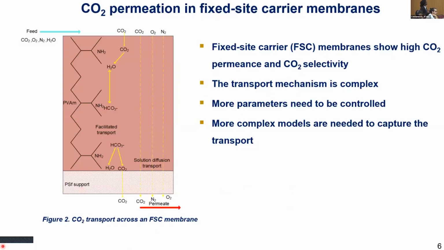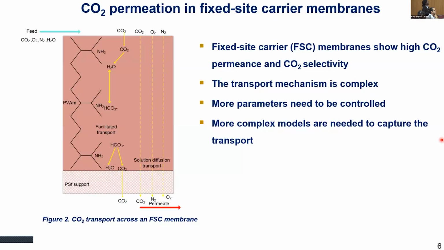Shown in the figure is how the CO2 is transported through the membrane, where initially the CO2 reacts to form a carbamate and finally a bicarbonate ion, and this is further regenerated at the end of the membrane to give back CO2. The reaction occurs in the presence of water. Therefore, you are introducing more parameters that need to be controlled when you are operating the system. So you need a humidified gas for the CO2 permeation to realize a high CO2 permeance.